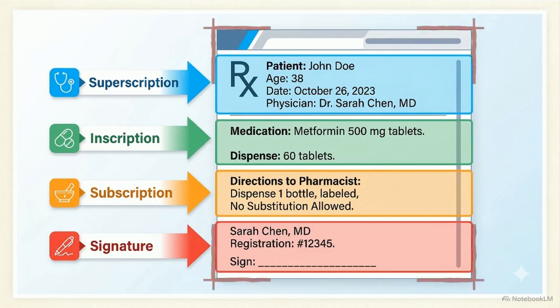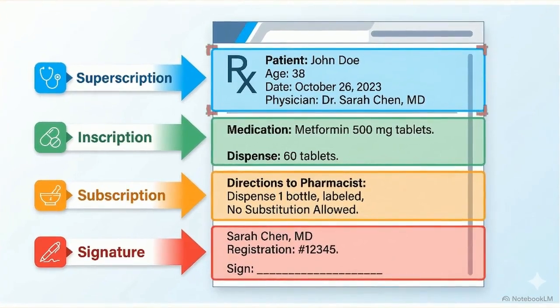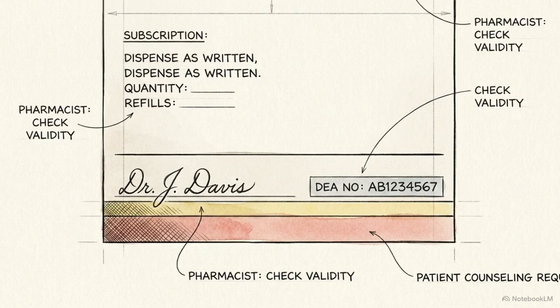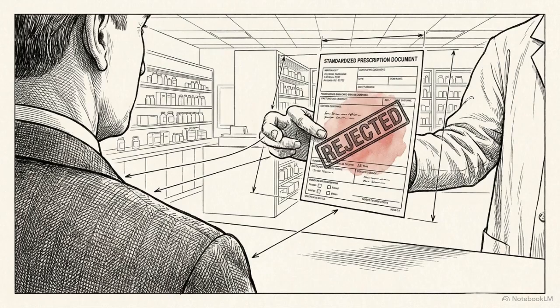This diagram breaks down the four anatomical quadrants of a standard prescription. The top half contains the superscription, which records the patient, physician, and date, along with the inscription, which specifies the exact medication and the dispense quantity. Moving to the bottom half, we find the subscription. These are your explicit directions to the pharmacist. Finally, the signature block contains the physician's sign-off and registration number. Omitting any of these four foundational pillars automatically renders the document invalid. The pharmacy will not fill it.